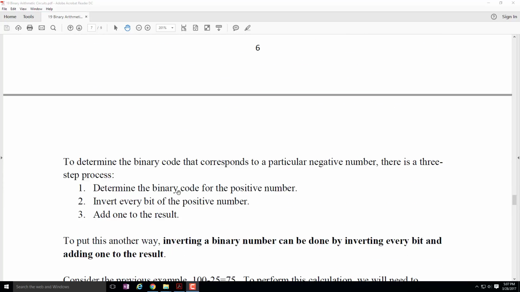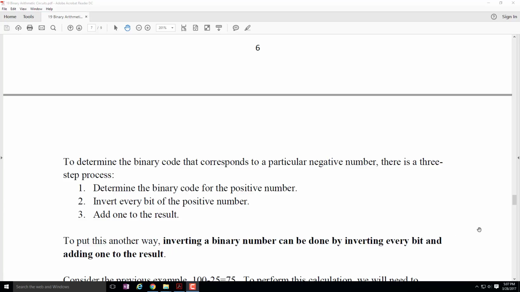First of all, figure out the binary code for the positive number. So if you want -10, first of all, calculate what is binary for +10. Then, very simple, invert every bit and add 1 to the result. So negating a binary number can be done by inverting every bit and adding 1 to the result.